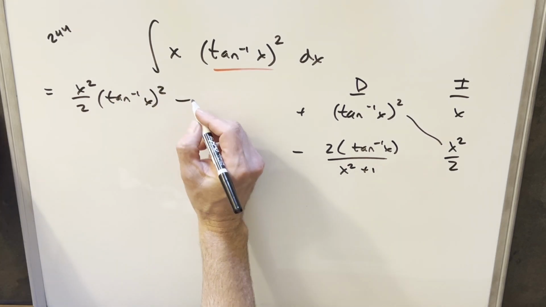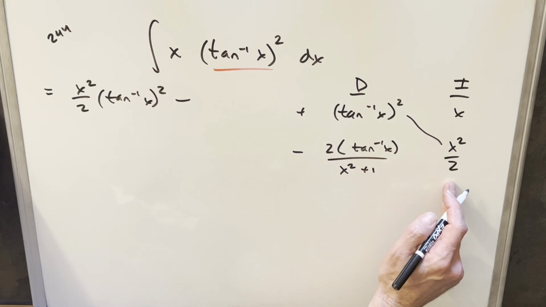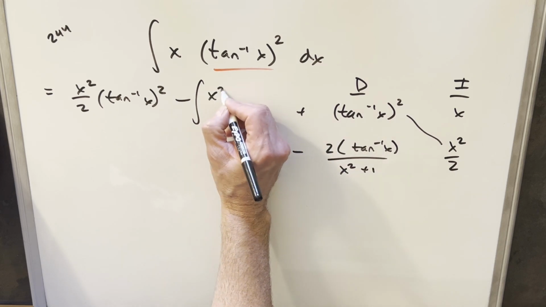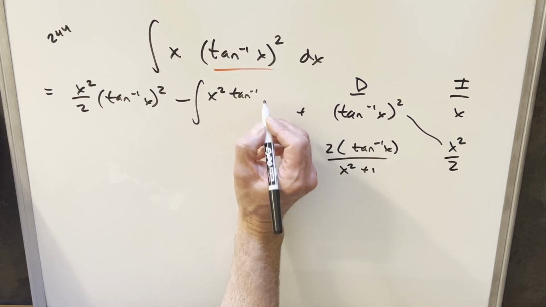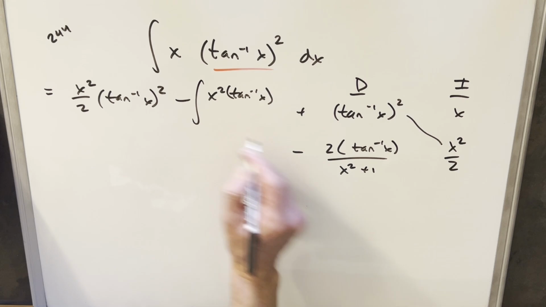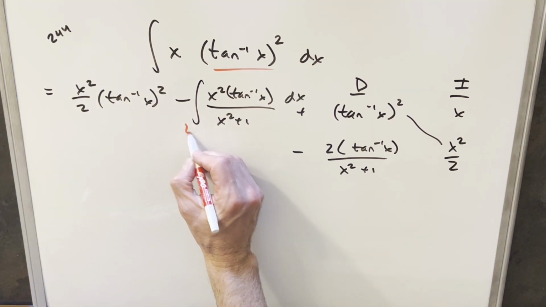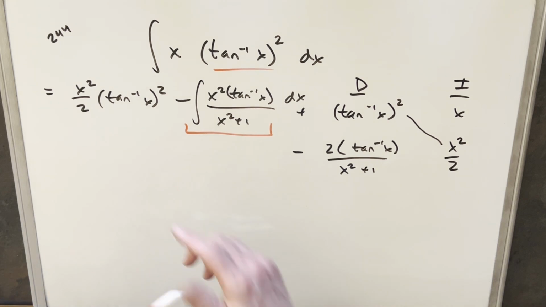And then here, this piece is going to be an integral. Now, 2 times 2, those are going to cancel. And so we're left with x squared arctan in the numerator, and then we'll just have this x squared plus 1 over here. And so now I'm just going to want to focus on this integral, and we'll come back and plug it back in later. So we'll have to remember this other part to come back to it.